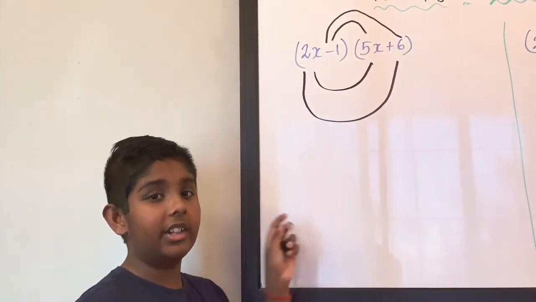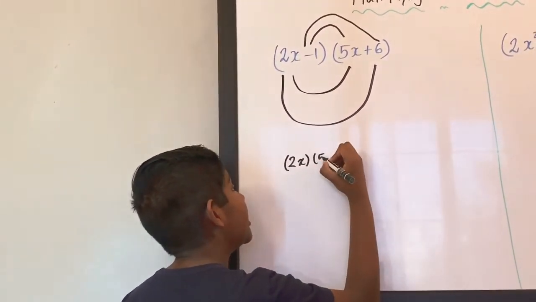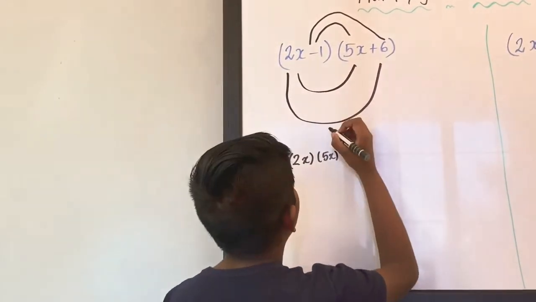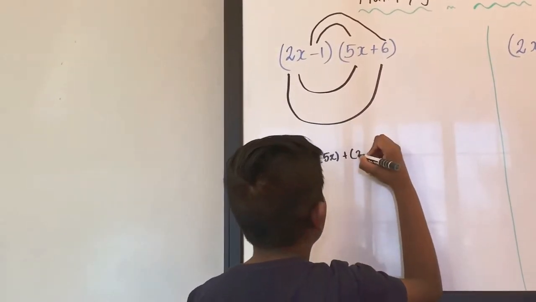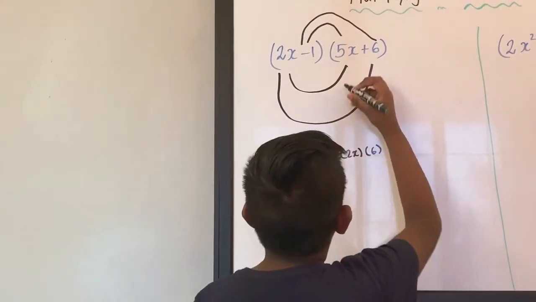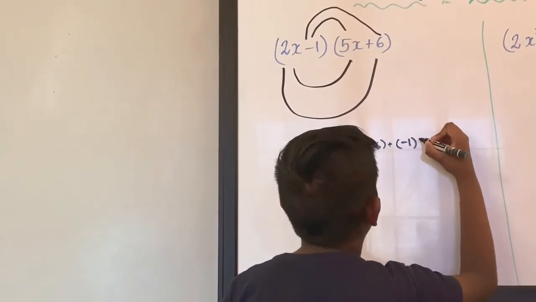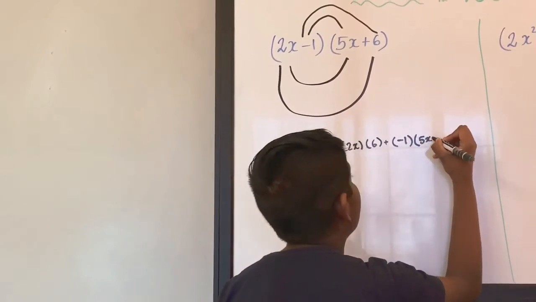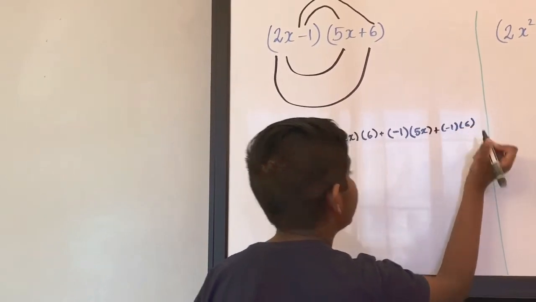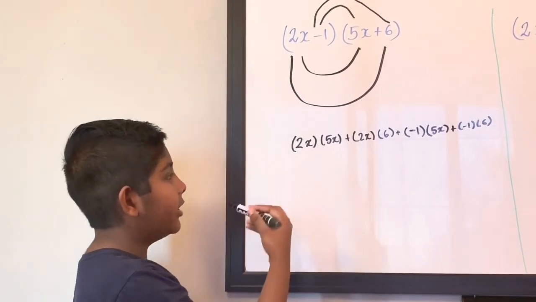Now let's write it down separately. So 2x times 5x, because that's what we have to do first. And then 2x times 6. And then negative 1 times 5x, and then negative 1 times positive 6. Okay, now we wrote it down separately. Let's find out the answer for each part.